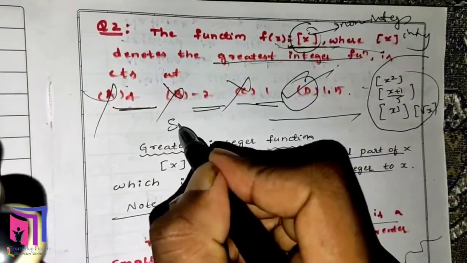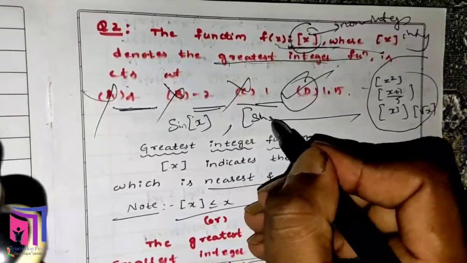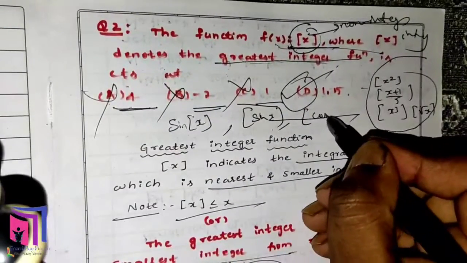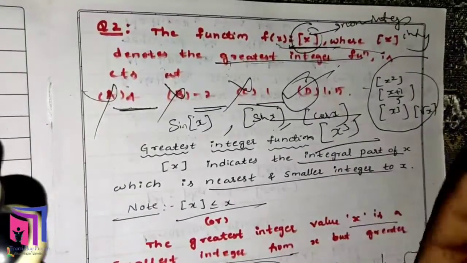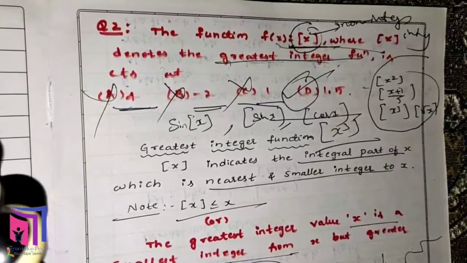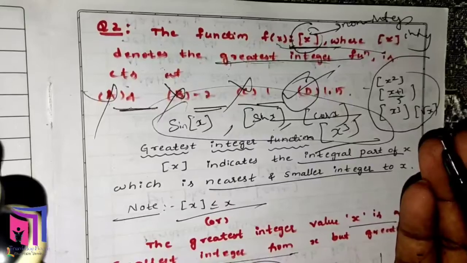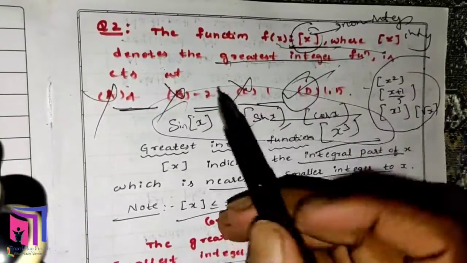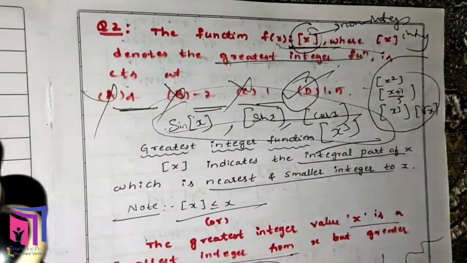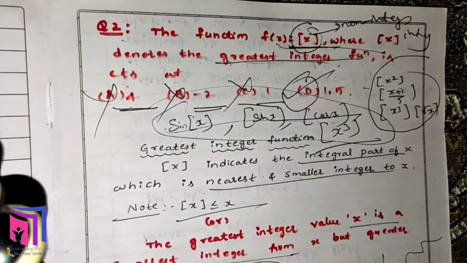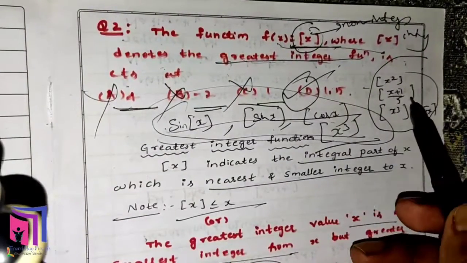Questions are asked like this also: sine of greatest integer of x, greatest integer of sin x, greatest integer of cos x, and greatest integer of an algebraic function like x cube. In the next video I am giving only tricks for these questions. All the points regarding the greatest integer function I have covered in this video. That's why in the next video I am giving tricks for this type of function.